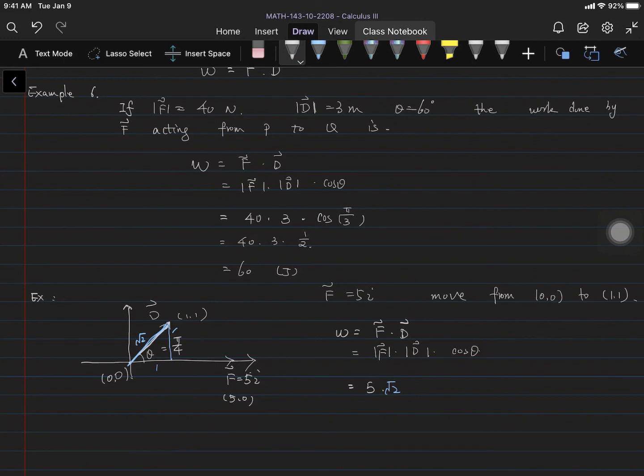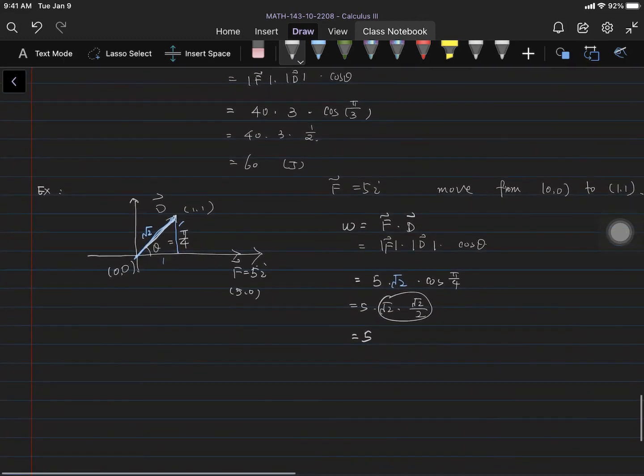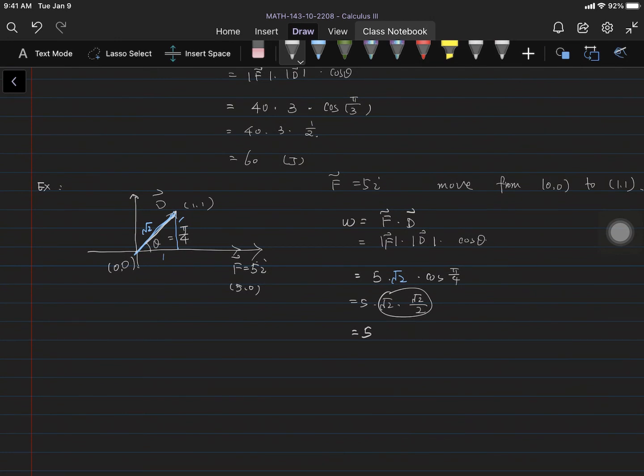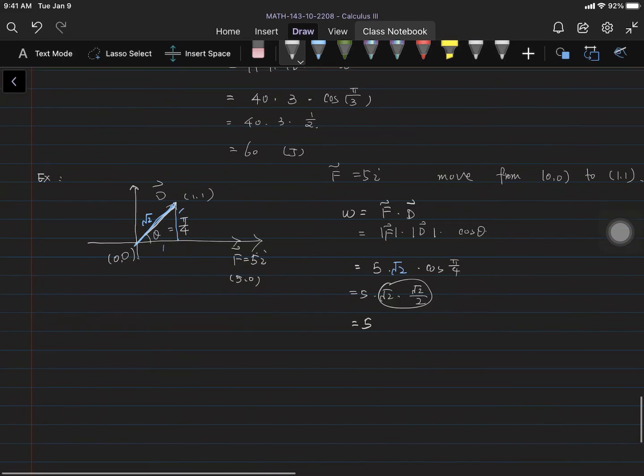So 5 times root 2 times cosine pi over 4, which is root 2 over 2, and actually they cancel, the root 2 becomes 1. So the final answer is just 5. Okay, we can say this is method 1.